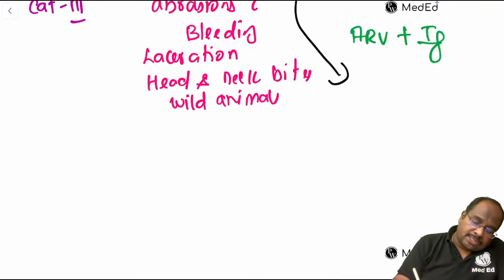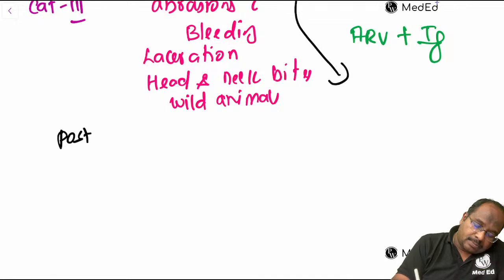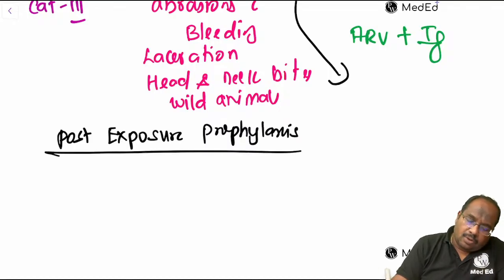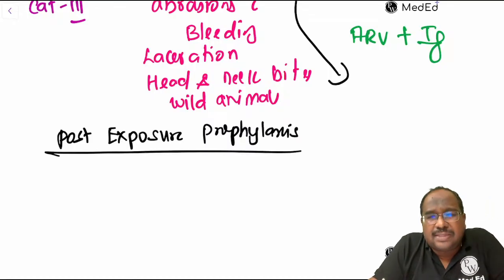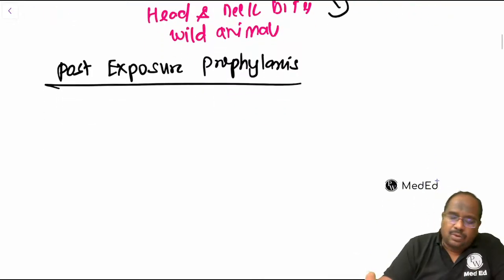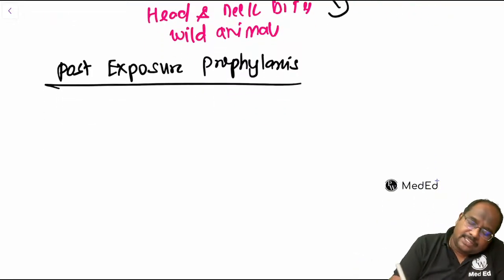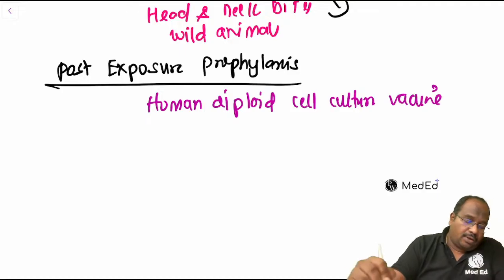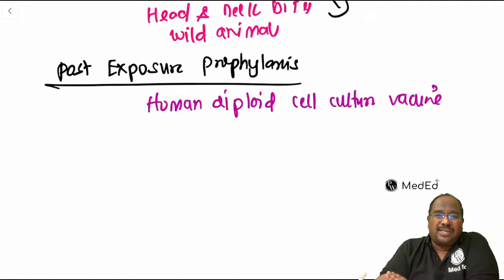So what is the post-exposure prophylaxis? We'll be seeing cases, guys. Once you become an intern, you can see them regularly in the casualty. For post-exposure prophylaxis, the vaccine we are going to use is the human diploid cell culture vaccine.